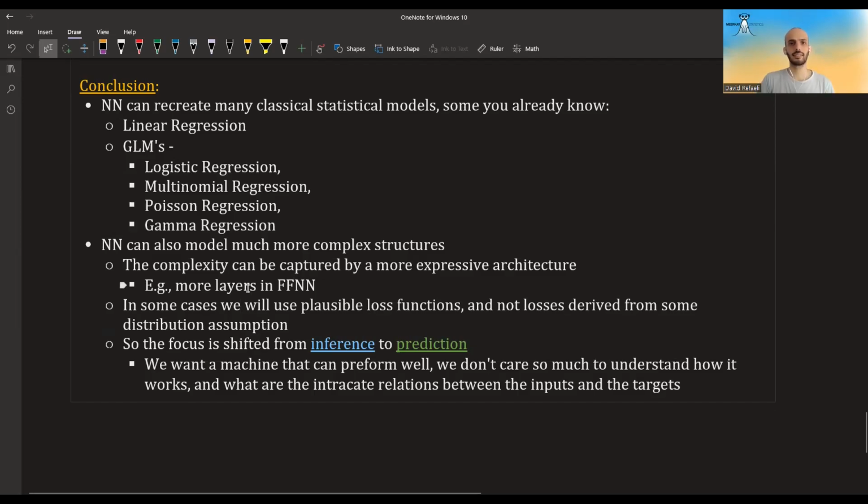And in some cases, we don't have to use some distribution assumption. So we don't have to optimize for the log likelihood or the negative log likelihood. We can just use a plausible loss function. For example, we can just use the MSE instead of the log likelihood for the gamma or the Poisson distribution. And so this kind of signals a shift from inference to prediction. We just want a machine that can perform well. We don't care so much to understand how it works, how the inputs relate to the targets. We just want it to work.